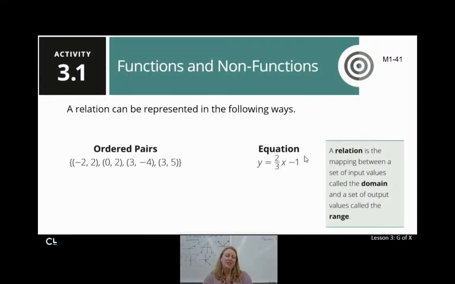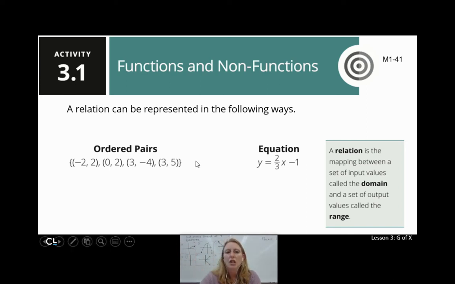So let's talk about these relations, and we're going to use this word a lot. A relation is the mapping between a set of input values called the domain, right? We said the input is the domain, our X coordinates are the domain. So a mapping between a set of input values called the domain and a set of output values called the range. So domain is our input, our X coordinates, however you want to think of it. Range is our output. Range is our Y. It's our dependent quantity, right? Because it depends on the X.